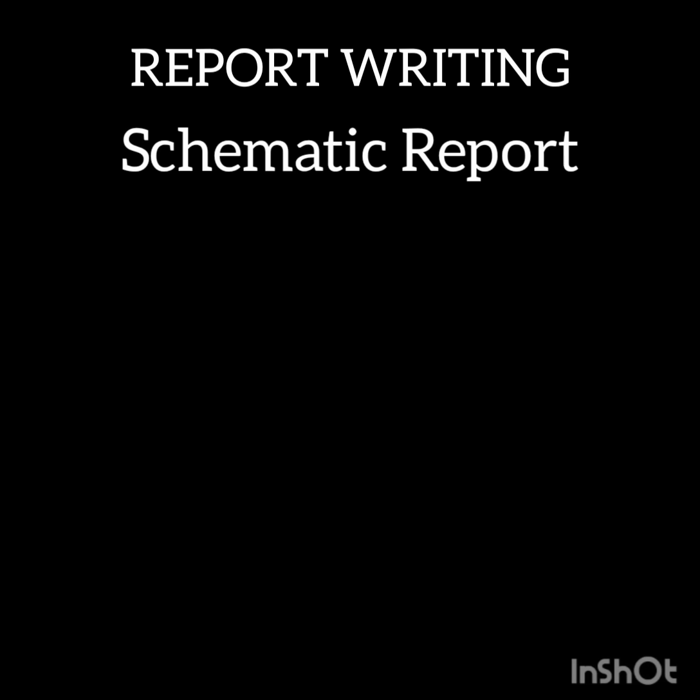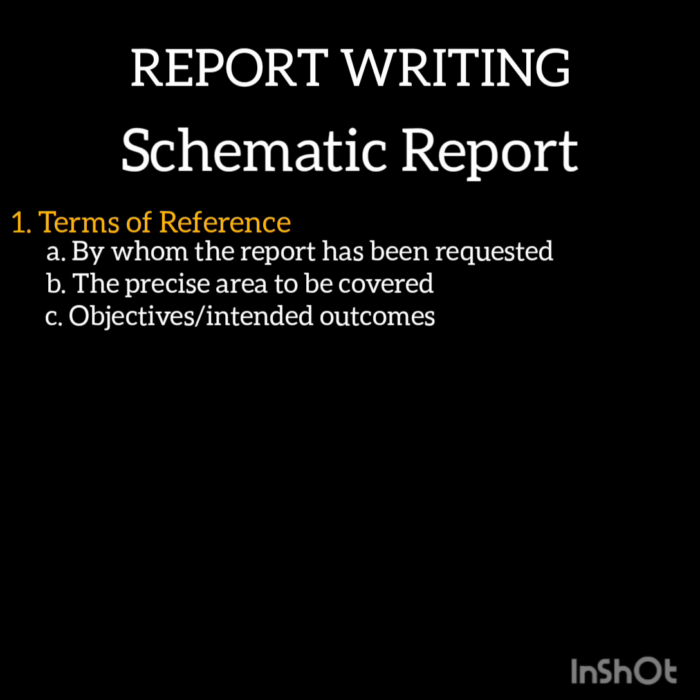The schematic report can be broken down into 6 parts. The first part is called the terms of reference. The terms of reference should have 3 things in it. That is, by whom the report has been requested, the precise area to be covered in the report, and the outcome of the report, that is, the objectives of the report.